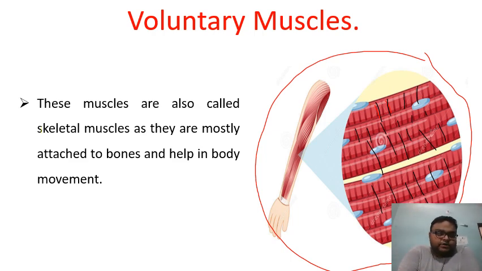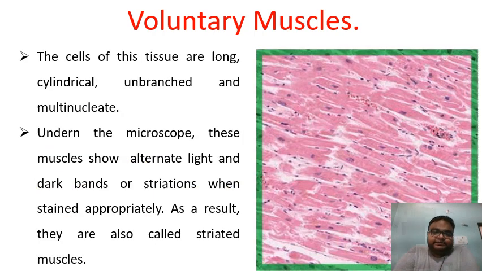Yes. So these voluntary muscles are also called skeletal muscles, right? And what is the reason to call them skeletal muscles, students? The reason is that they are mostly attached to the bones in our body. That's why we call them skeletal muscles. So we can say that voluntary muscles are also called skeletal muscles because they are attached to the bones and help in body movement. Okay, so let's go to the next slide.